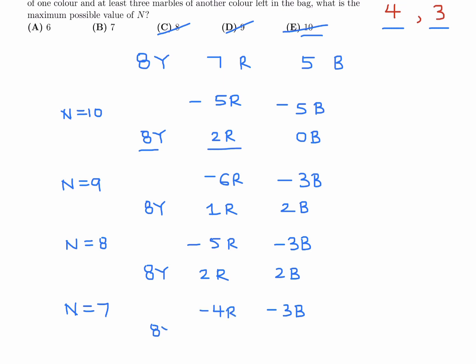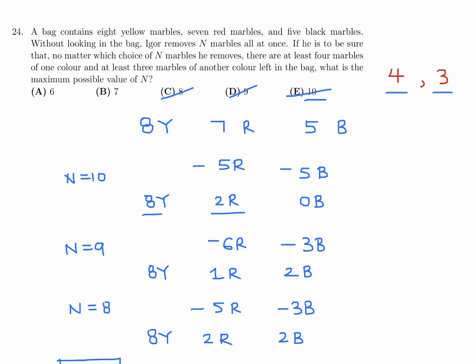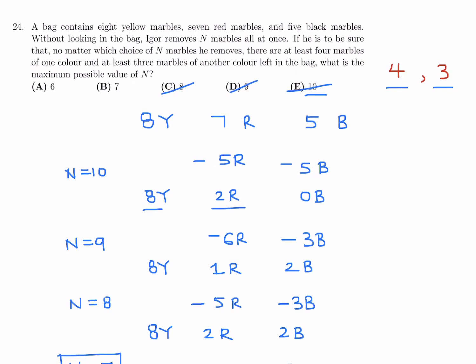So what's the end result? 8 yellow, and 3 red, and 2 black. Is this criteria met? It actually is now, because I've got at least 4 of one color, namely yellow, and at least 3 of another color, namely red. And for n equals 7, if you keep fiddling around with this, you will see that you're always going to be able to make the criteria work. So there you go. With a little bit of trial and error and casework for each of these answer choices, we get n equals 7 as the maximum possible value. So number 24, the answer is B.